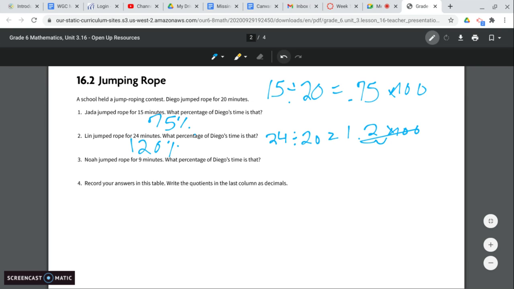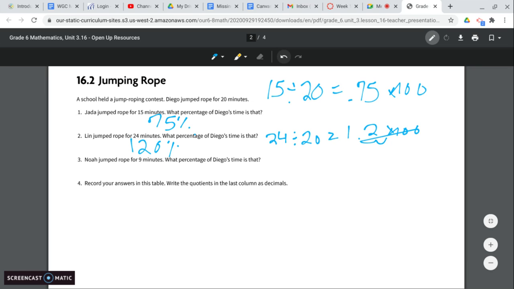Now, we have more than 100% because she jumped for more time than Diego did. He only jumped for 20 minutes. She jumped for 24, so it makes sense that she should have a number over 100 for her percentage, because she jumped more than he did.